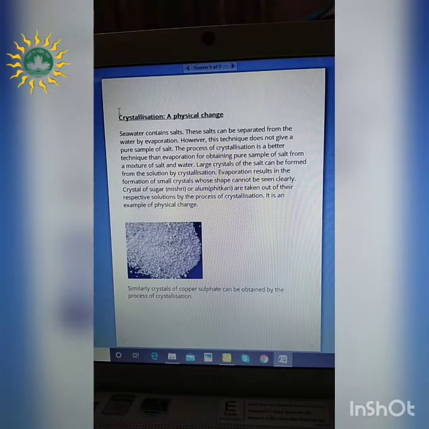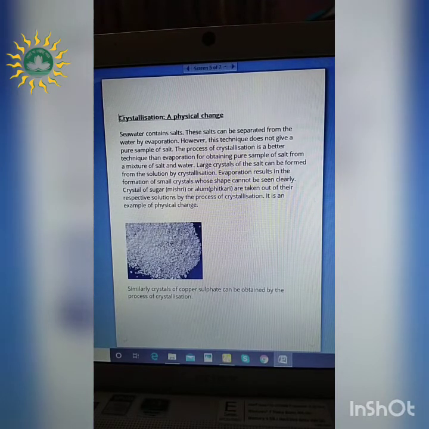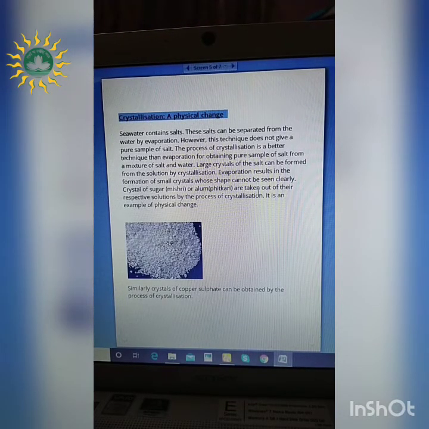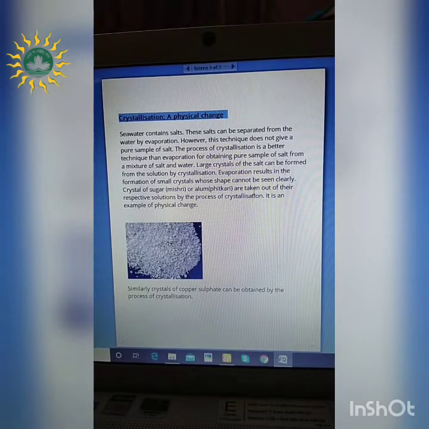Another very interesting example is crystallization, which is also called a physical change. We know that sea water is saline. That means it is salty in nature. This salt can be separated by the process of evaporation, definitely. But whenever evaporation takes place, it does not give a pure sample of salt, right? So a better technique of separating it out is referred to as crystallization.